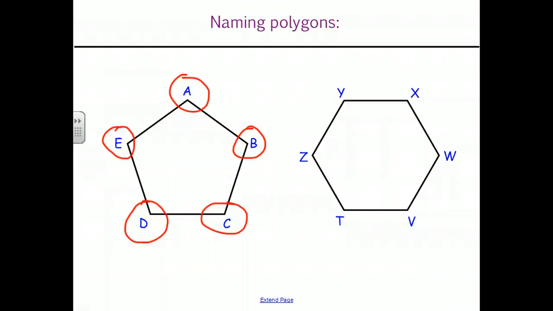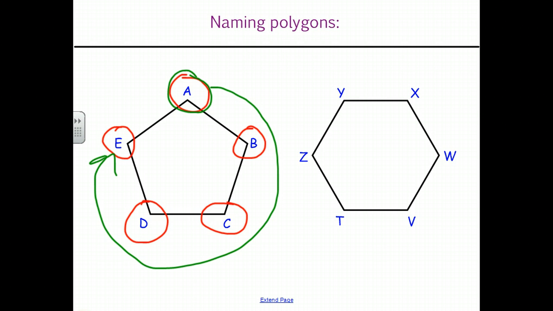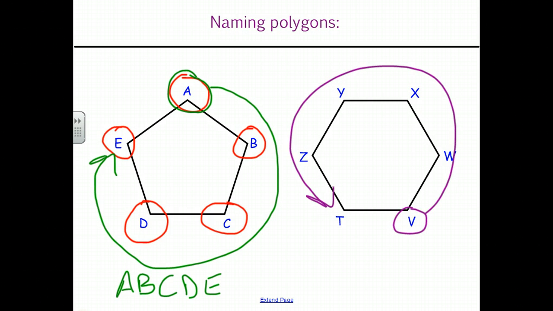To name a polygon, any polygon, all you do is start at one point. For the pentagon, let's start at A, and you move through the sides and name the vertices as you come to them. If we go clockwise around the pentagon, we end up with pentagon A, where we started, then point B, point C, point D, and point E. If on the hexagon we start with, say, point V, and move counterclockwise, then we end up with hexagon V, W, X, Y, Z, and T.